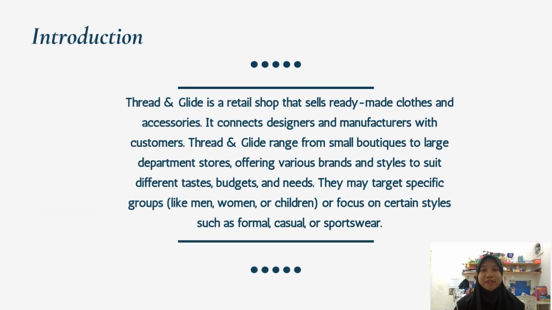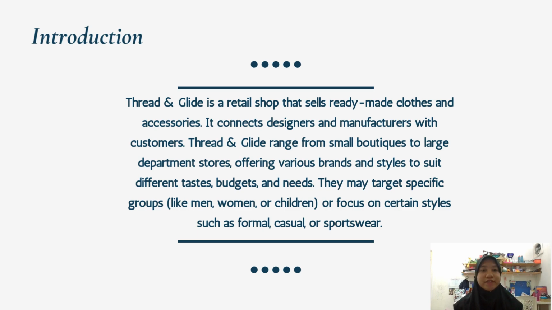So for today's presentation, I will explain about the introduction of our business. Thread and Glide is a retail shop that sells ready-made clothes and accessories. It connects designers and manufacturers with customers.